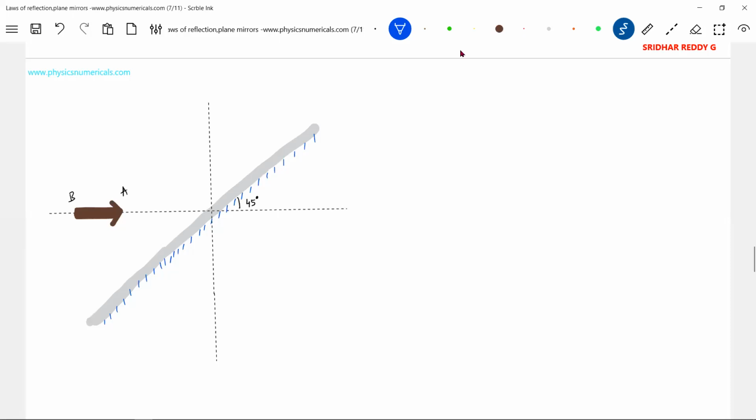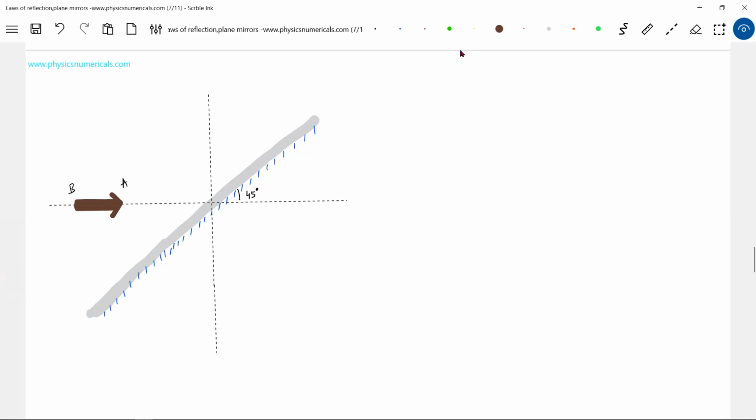Now if the object AB is placed on the x-axis and the mirror is inclined at an angle of 45 degrees, it's a plane mirror, not a line. How will the image formation be? What we know is that OA is not the object distance. Let the origin be O. The object distance will be measured normal to the plane mirror. So this should be the object distance. Similarly, corresponding to B, this should be the object distance. And the object distance should be equal to the image distance.